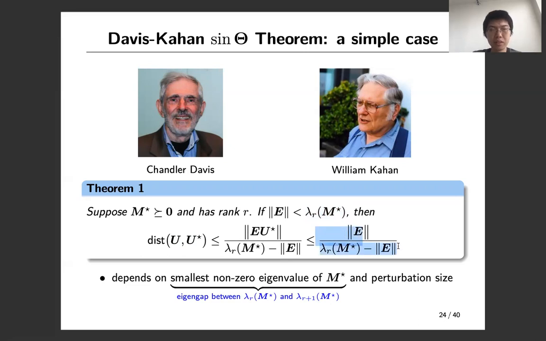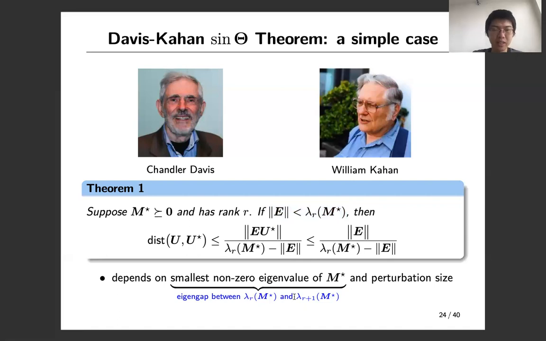Okay, so let's parse this theorem a bit. First, in the numerator, we have the size of the noise. It's quite intuitive. As the size of noise gets larger, the distance between the two subspaces will get larger. Another thing I want to remark is that the condition shown here says that the size of the noise should be smaller than the rth eigenvalue. It turns out that in this PSD case, the rth eigenvalue is also the difference between the rth eigenvalue and the (r+1)th, because the (r+1)th is just 0. And we usually call the difference between the rth and the (r+1)th the eigengap.